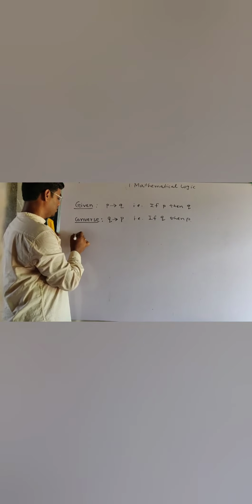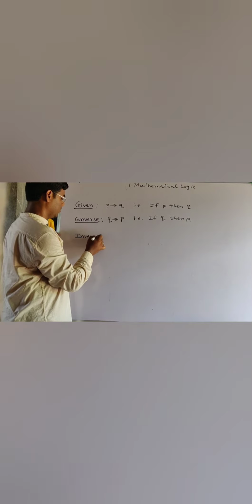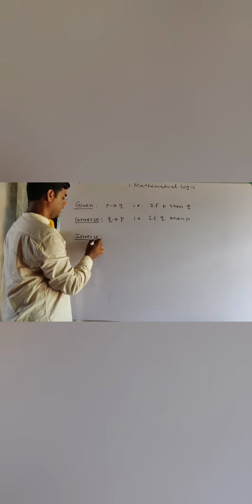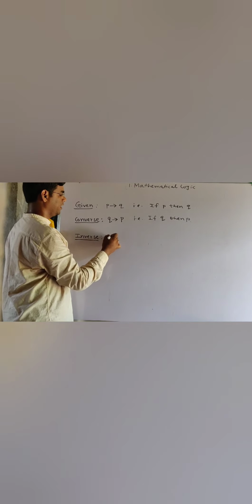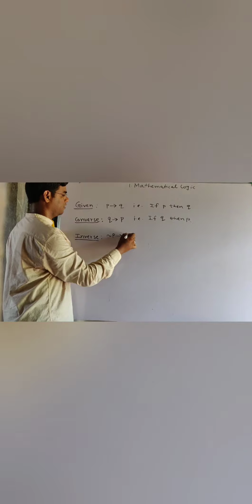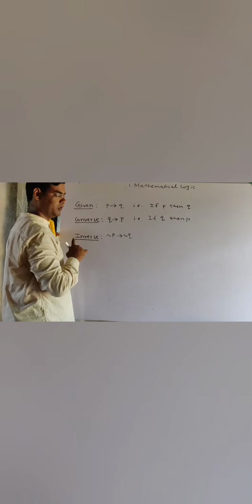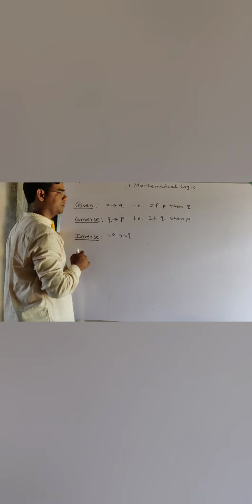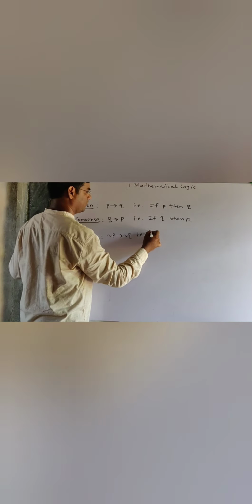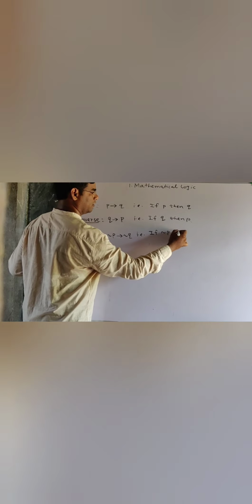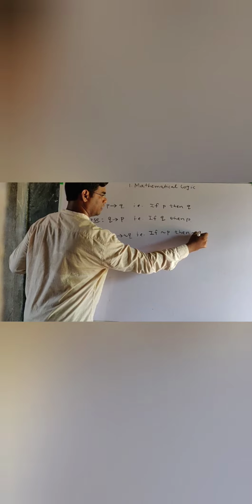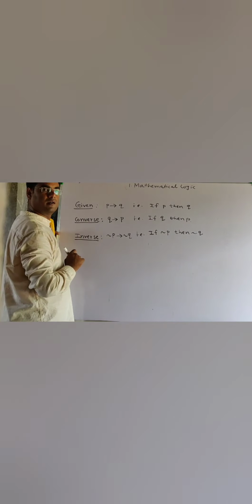Now what will be the inverse? Inverse means you have to find the negative of the given statement. So if you are given P implies Q, then negative of P implies negative of Q is known as the inverse of the given conditional statement. That is, in verbal form you have to write if not P, meaning the negation of that statement, then not Q. This statement is known as the inverse of the given conditional statement.